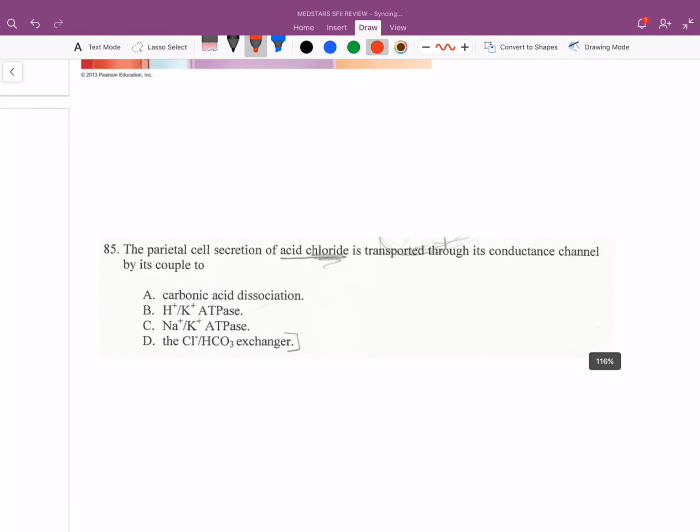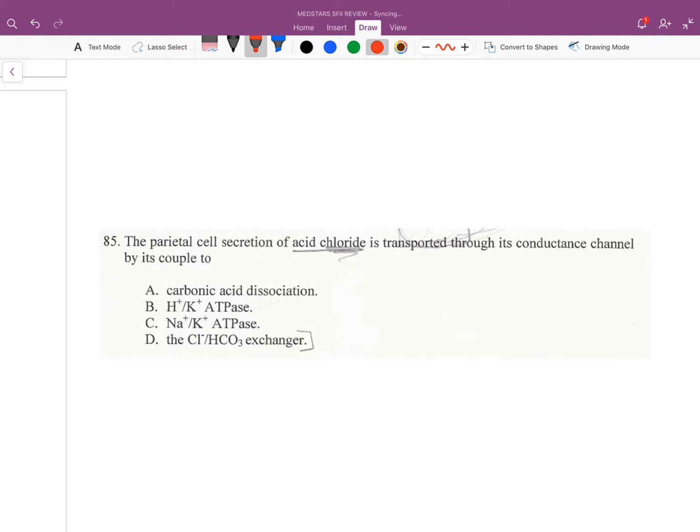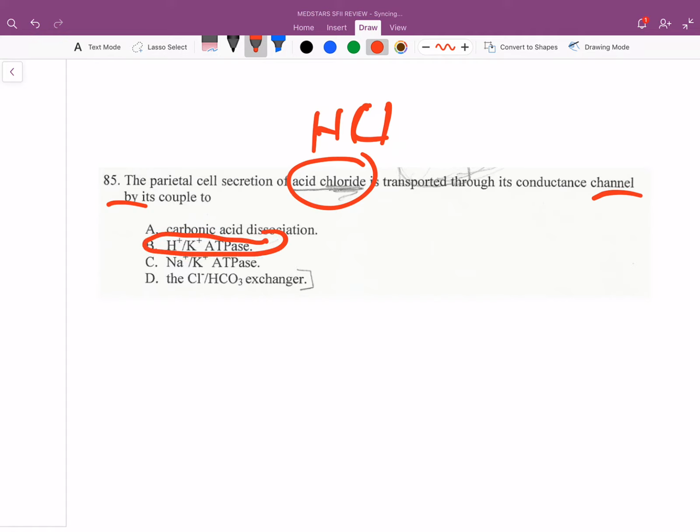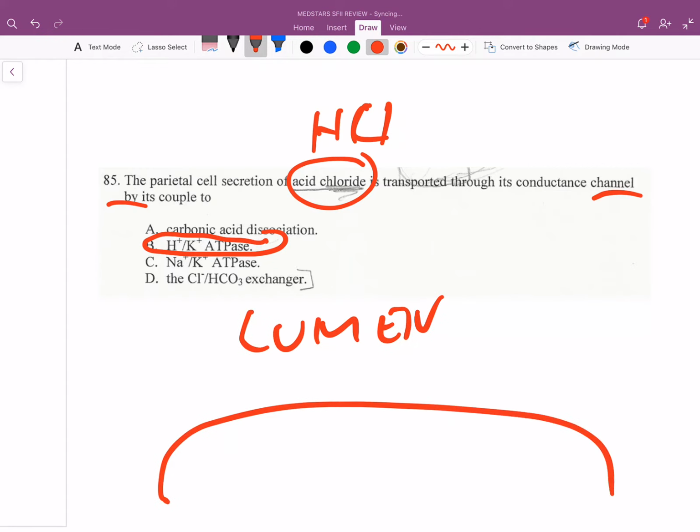So with that background, let's look at number 85. Go ahead and answer it. It says, the parietal cell secretion of acid chloride is transported through its conductance channel by its couple to, what is this saying? This is saying that hydrogen chloride secretion happens in conjunction with a channel, and that channel is your hydrogen potassium ATPase. Like I said, if this is the lumen, and this is the parietal cell, we have hydrogen ion leaving and potassium coming in.